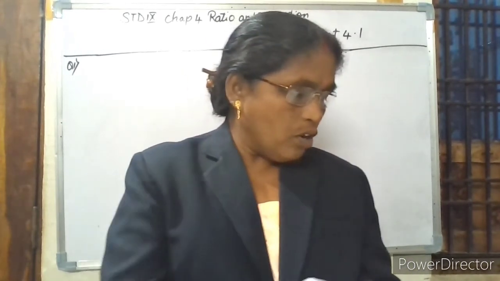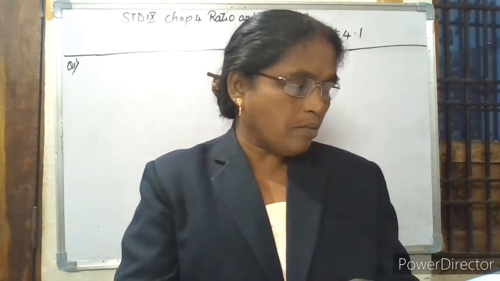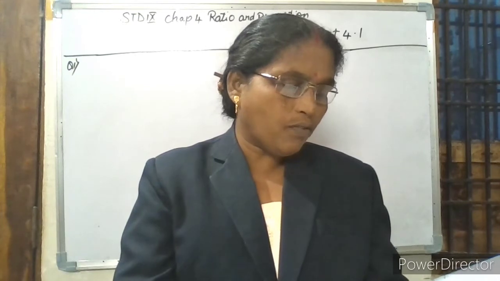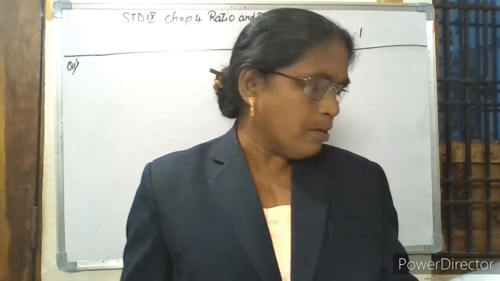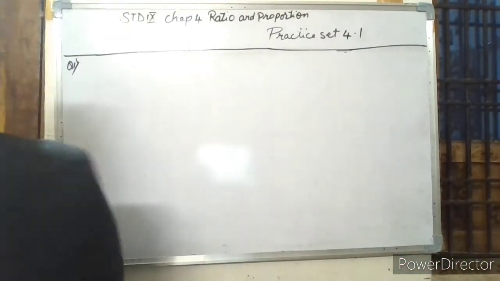So, first question, I am going to only read the question and solve the sums. From the following pairs of numbers, find the reduced form of the ratio of the first number to the second one, by cancellation, and bring it in the simplest form.